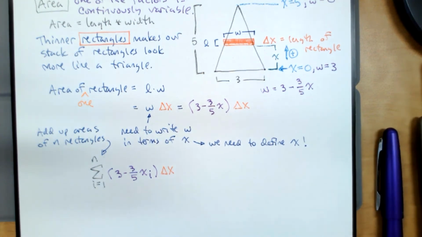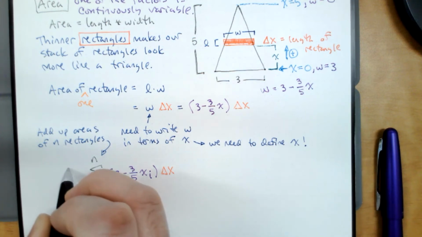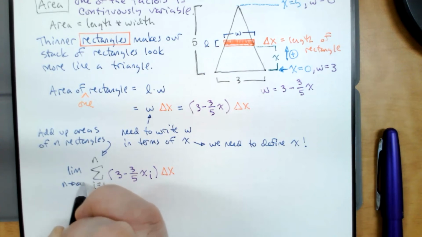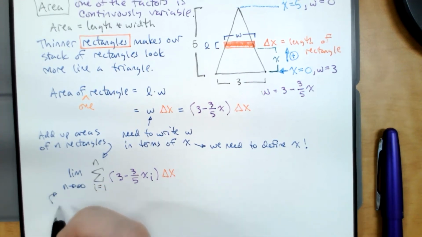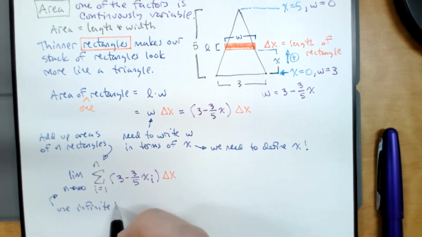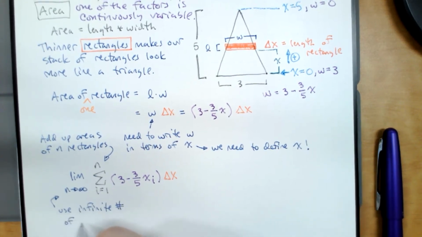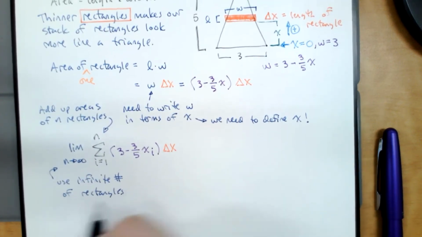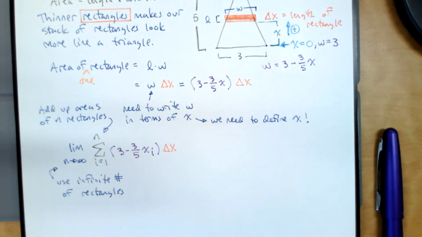So then we're going to do the calculus thing. This is the calculus thing. Use an infinite number of rectangles, in what we call a Riemann sum. It's just a bunch of length times width. This is how we cope.